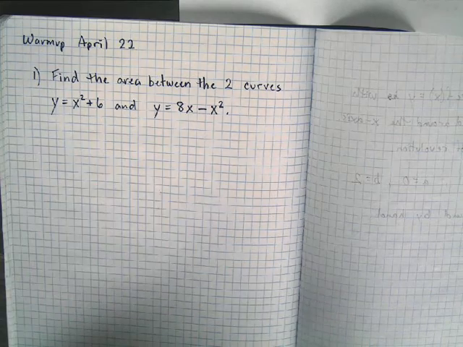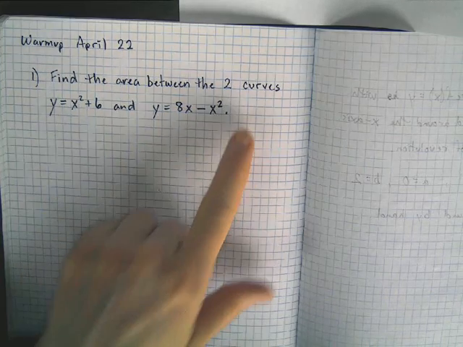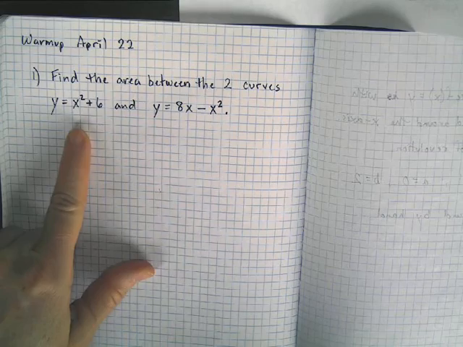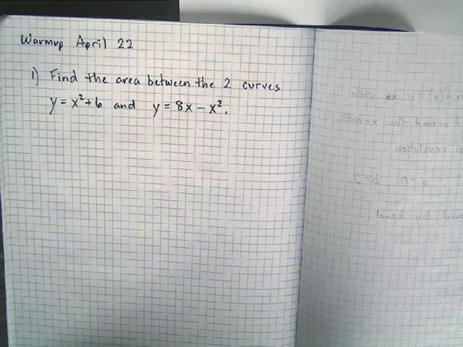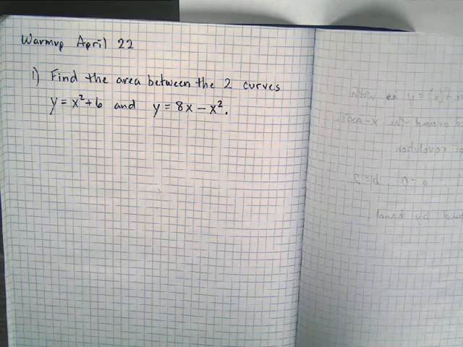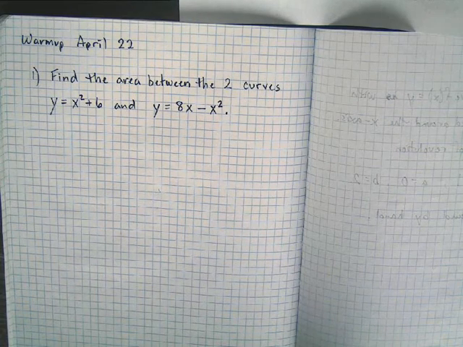We are just finding the area between two curves: y equals x squared plus 6 and y equals 8x minus x squared. Just like we were doing with the volumes of revolution yesterday, for step 1, you should sketch the curves. See what's happening. Okay, so sketch them.